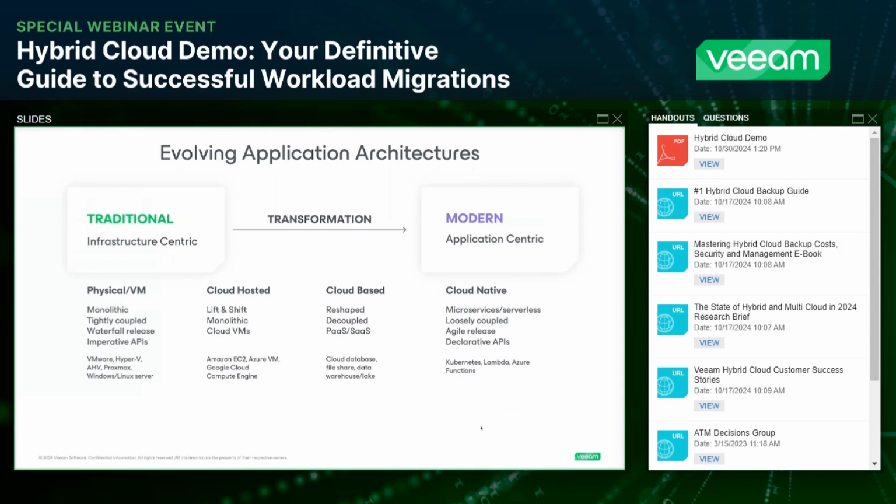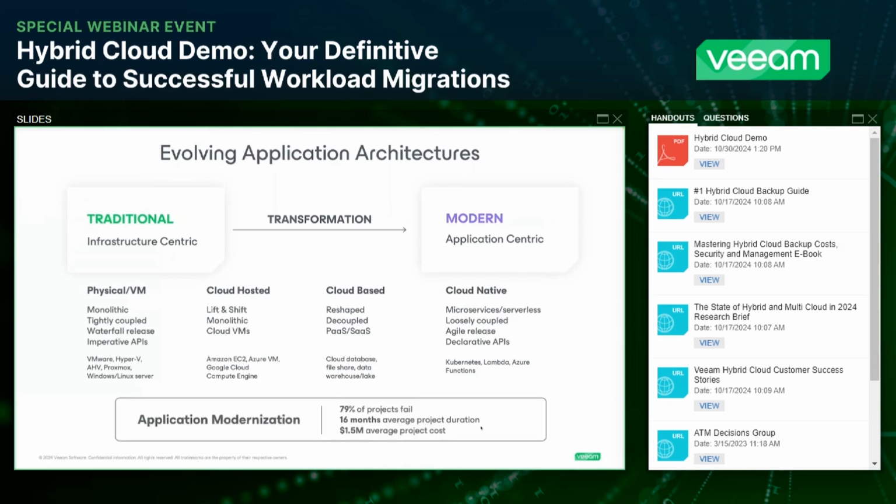And I've already gone through some of the examples there, like Kubernetes, we've got AWS Lambda as functions, Azure functions. But that transformation is, again, easier said than done. And this is a fantastic piece of research that shows 79% of application modernization efforts fail. So 79% of those projects fail. And again, that's because we're fully refactoring, re-architecting the way an application is built and run. That's, again, a difficult thing to do. So the average organization spends about 16 months on that project, and the average project cost is about $1.5 million.